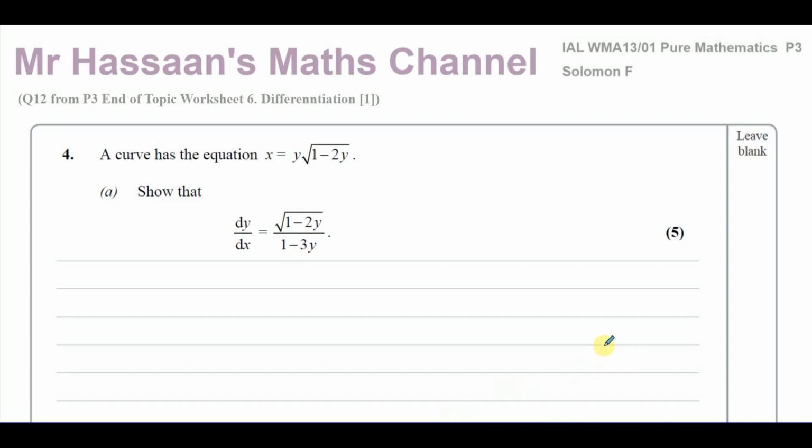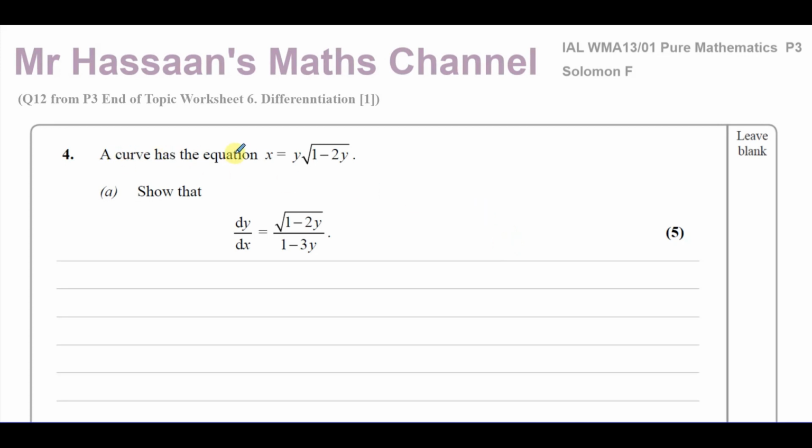I'm answering a question now from one of the Solomon papers. This is Solomon F from the C3, which is now the P3 collection. This is question number 4 from the Solomon F paper, and it's question 12 from my Differentiation 1 worksheet of my P3 worksheets. And this question was requested by one of the students for me to answer.